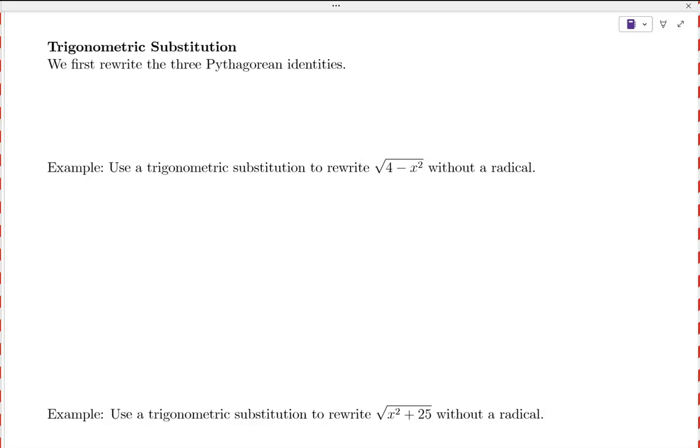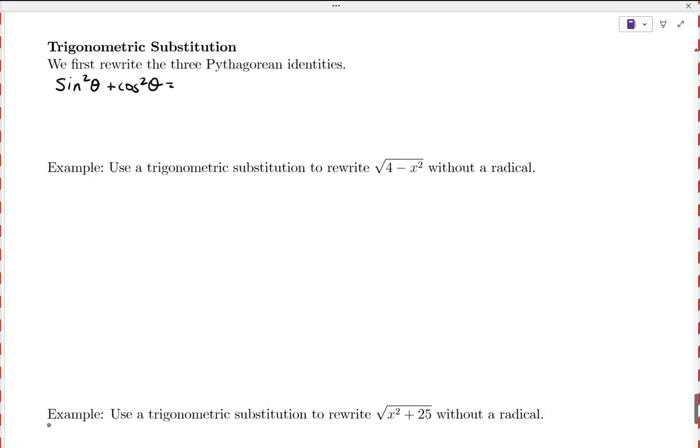But before we do that, one of the things that we want to do is use Pythagorean identities to help us rewrite algebraic expressions without a radical in it. And this is a skill that pops up in Calc 2 in particular. It's also a nice application of your Pythagorean identities. So remember our 3 Pythagorean identities here.